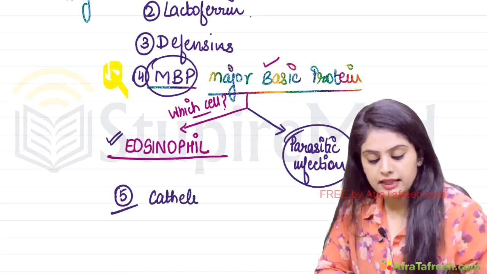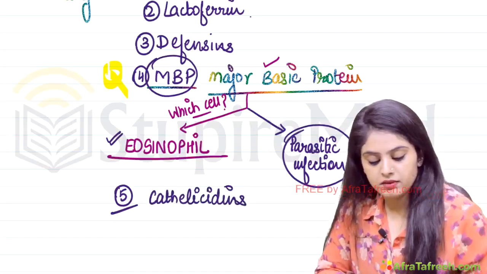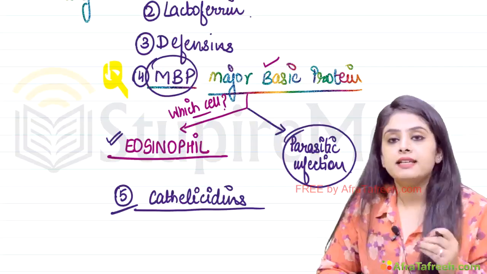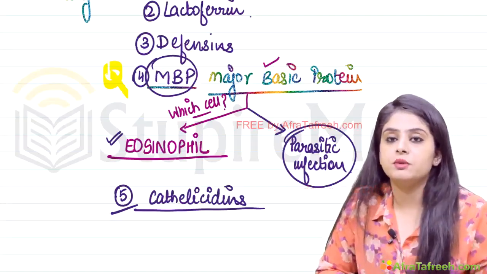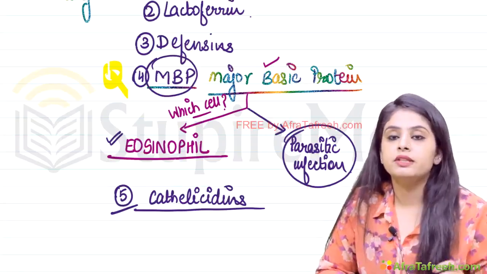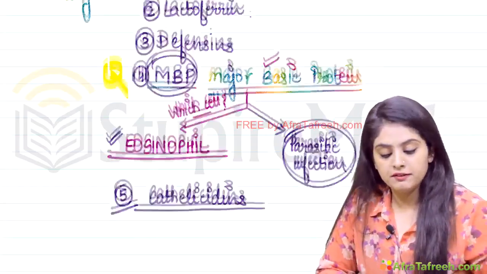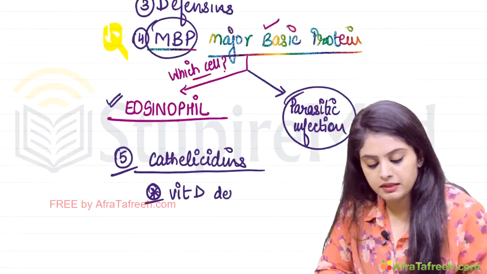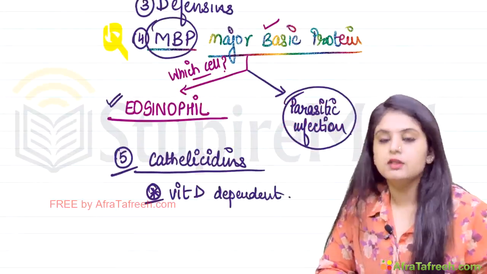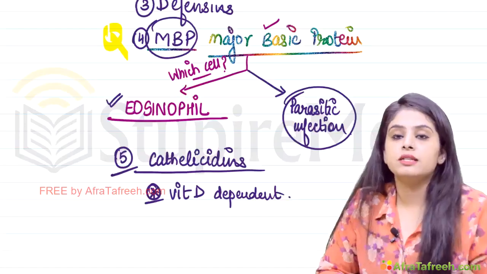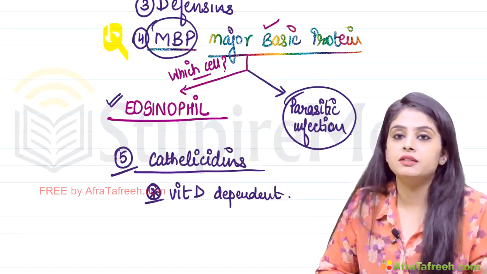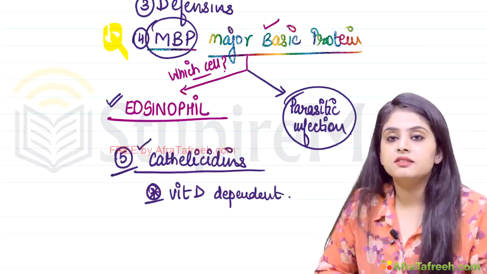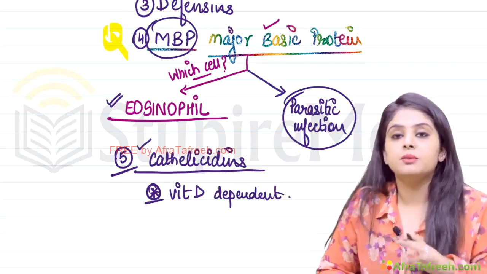The last in this list that we need to know is a newer term that has come up, something known as cathelicidins. Now this is one of the newer terms and becomes a potential question for us. Cathelicidins have two important concepts that we need to know. One, you already know that this is helping us in killing. But the first thing that you must memorize now is that this is vitamin D dependent. So let's take a situation that a person has deficiency of vitamin D in the body. Will that person be able to produce cathelicidins? No. So cathelicidin levels will be low.